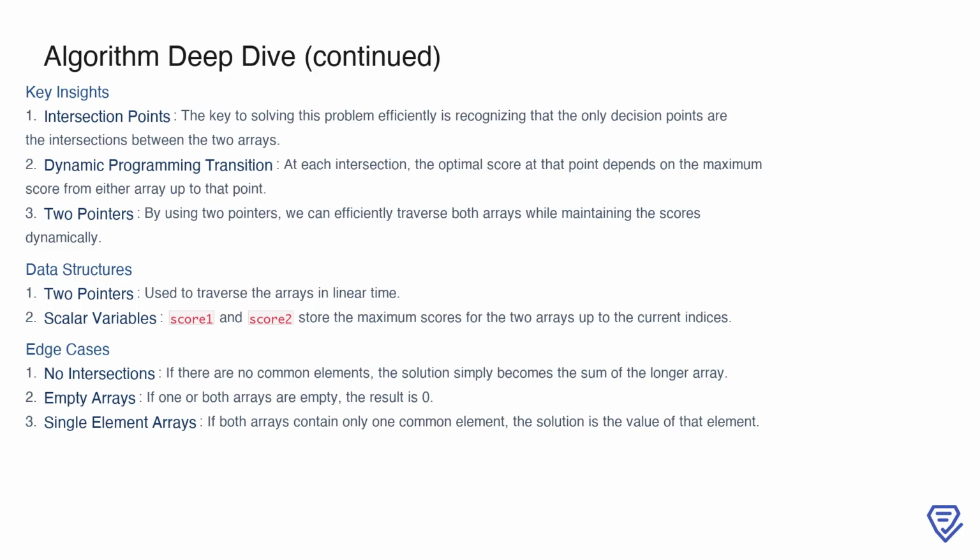It's also important to handle a few edge cases. For instance, if there are no intersections, the best solution is simply the sum of the longer array. If one or both arrays are empty, the result is 0. Lastly, for single-element arrays with one common value, the maximum score is just the value of that element. These considerations ensure that the algorithm is robust and handles all possible input scenarios.